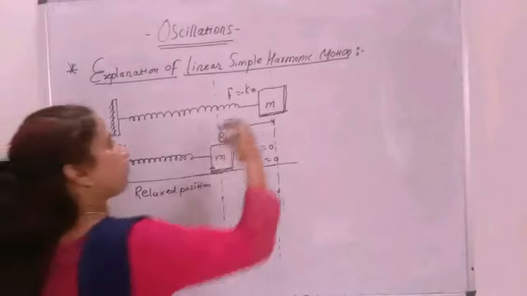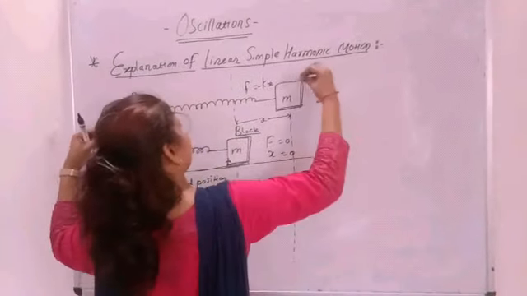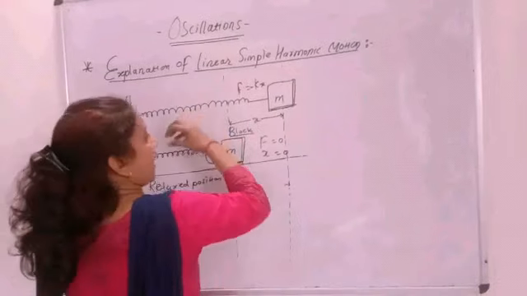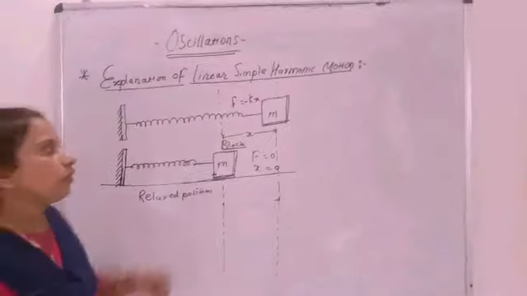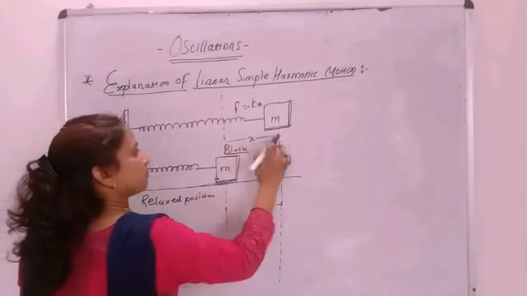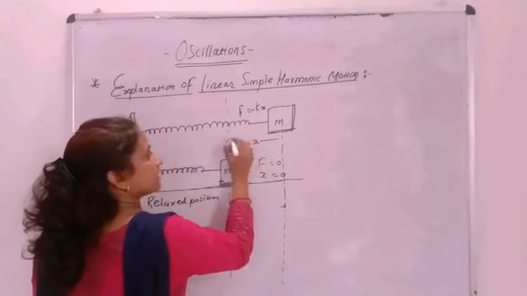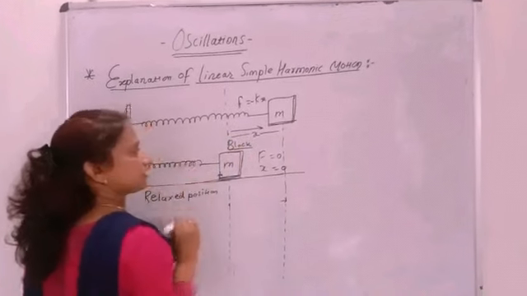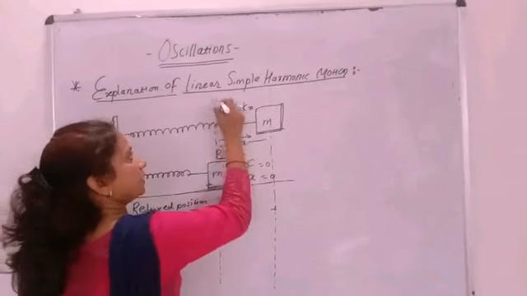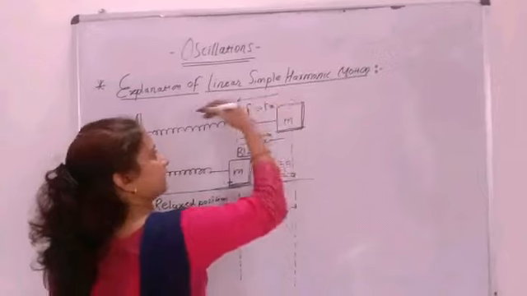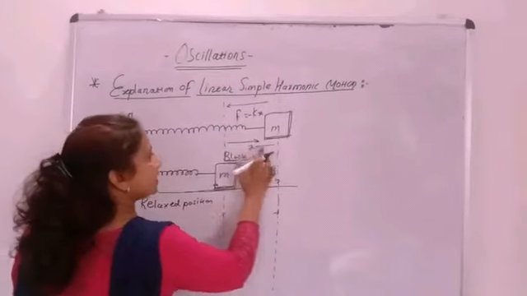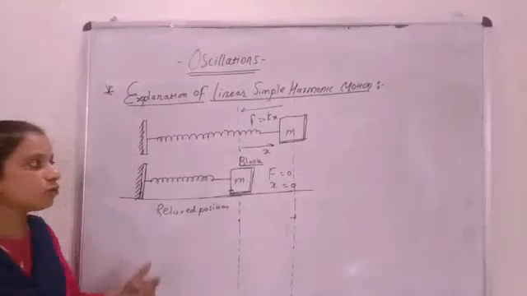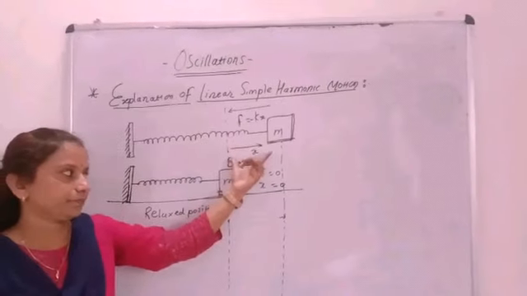So the force is exerted in the inward direction and the displacement is in the outward direction. x is like that and the force is like that, inward side. So the force and displacement are oppositely directed here.